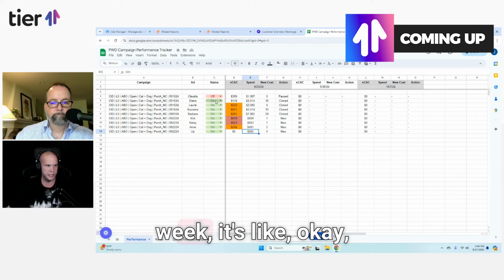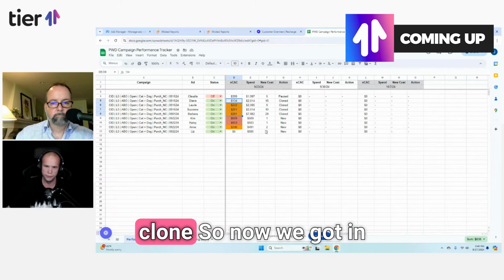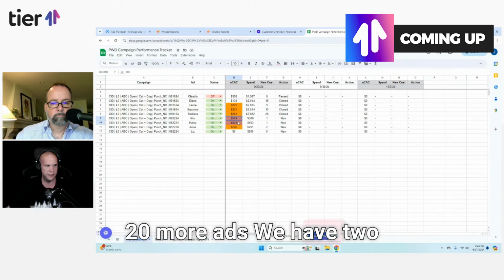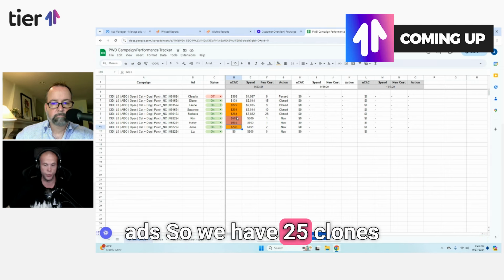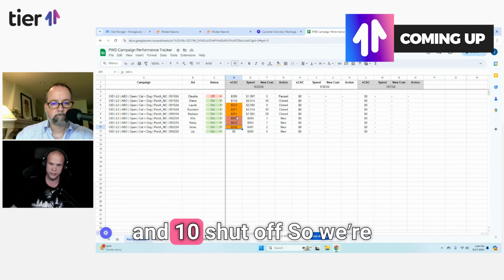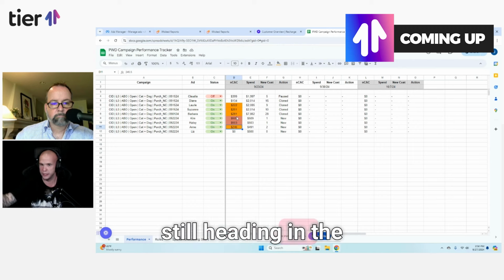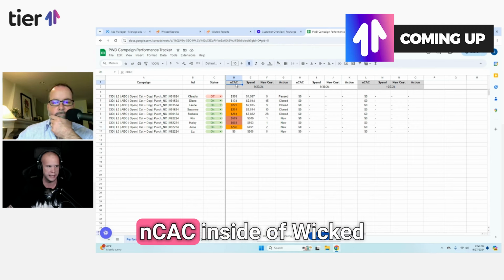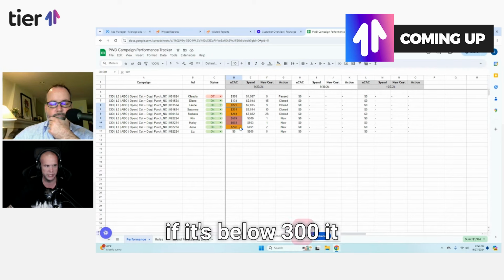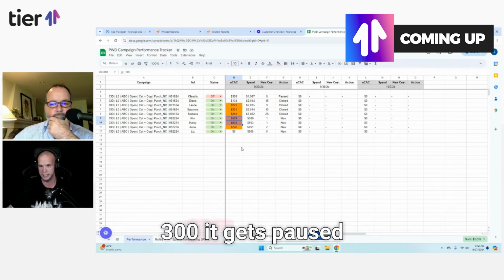If we look at each week, we have 4 ads that we can clone. So now we got 20 more ads. We have 2 that we have to pause and then clone another one. Now we have 25 more ads. So we have 25 clones and 10 shut off. So we're still heading in the right direction. That's how we're looking at it: first click accrual, 7-day look back, and CACs inside of Wicked. If it's below 300, it gets cloned. If it's above 300, it gets paused.